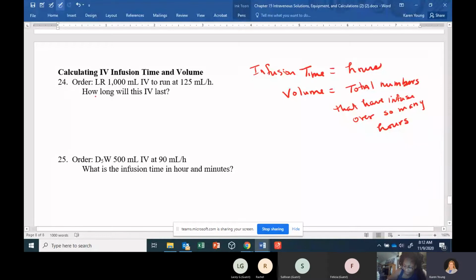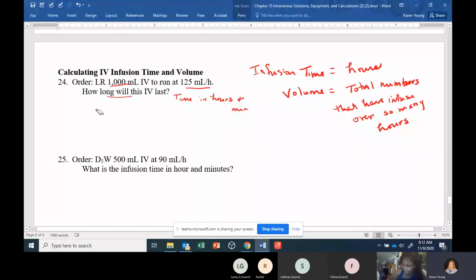So this is for number 24, we've got an order for 1,000 milliliters to run at 125 milliliters per hour. So it says, how long will this last? So I'm looking for time in hours. And sometimes we'll have minutes, and I'll show you how to work that one.